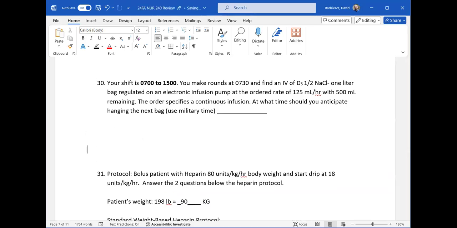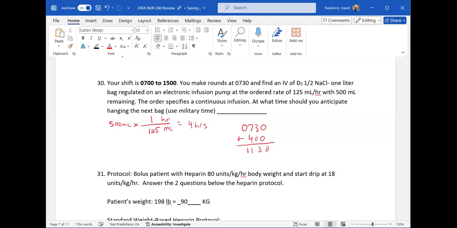What we're going to do is take what we have remaining, the 500 milliliters, and get rid of milliliters for hours. I want to know how much time is left. So 125 milliliters in an hour, and that's going to be 4 hours. So if you made your rounds and initially checked it at 0730, you're just going to add the 400 to that. That's the 4 hours later.